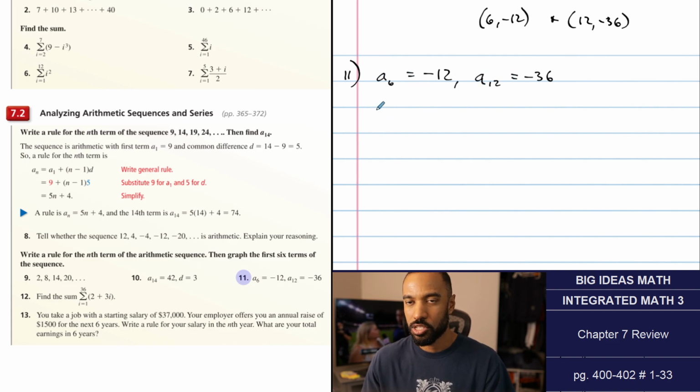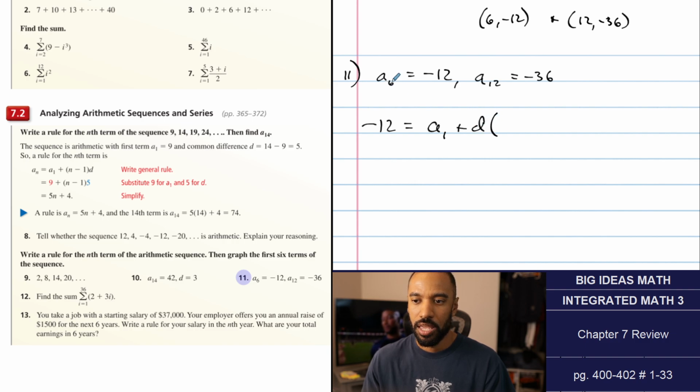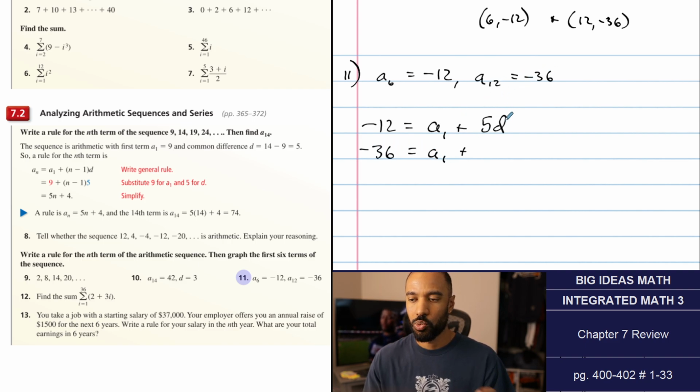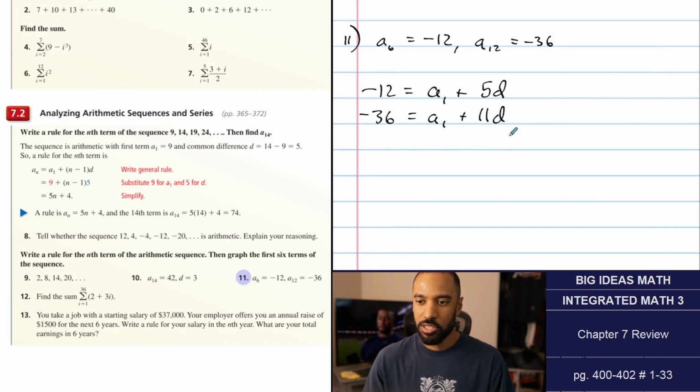So what I'm going to do to begin with, though, is kind of their fashion of it, where we need a sub 1 and d. We're going to create a system of equations out of this, where we use that formula, a sub 1 plus d times n minus 1. 6 is this n this time. 6 minus 1 is 5. So let me write this actually as 5d instead. And this one, -36, equals a sub 1 plus 12 minus 1 times d, and that's 11d. So we have these two sets here.